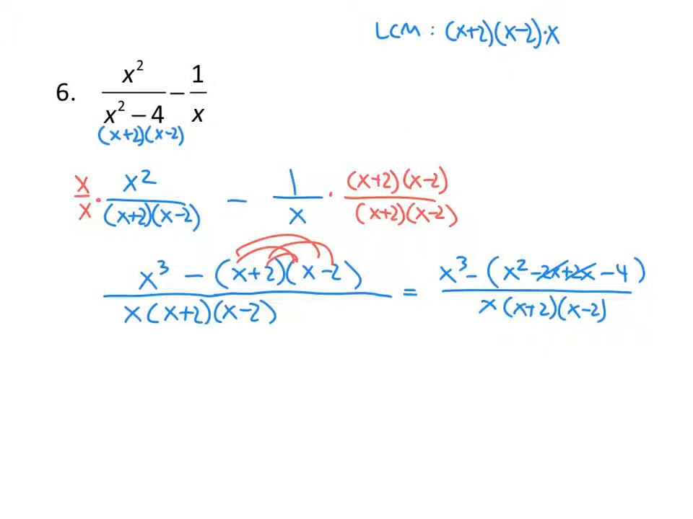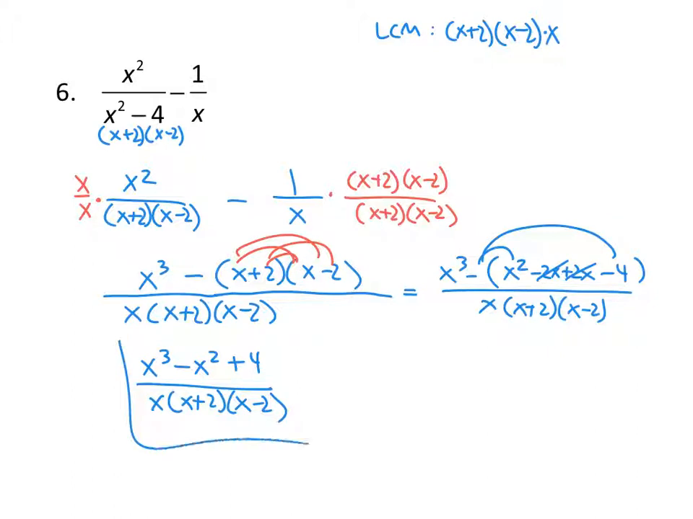Now, I'm going to have to distribute that negative to the x squared and to my negative 4. So I end up with x to the third minus x squared plus 4 over x times x plus 2, x minus 2. And I can't factor the top, because there's no GCF, and I can't do two binomials, so that's as far as I can go.